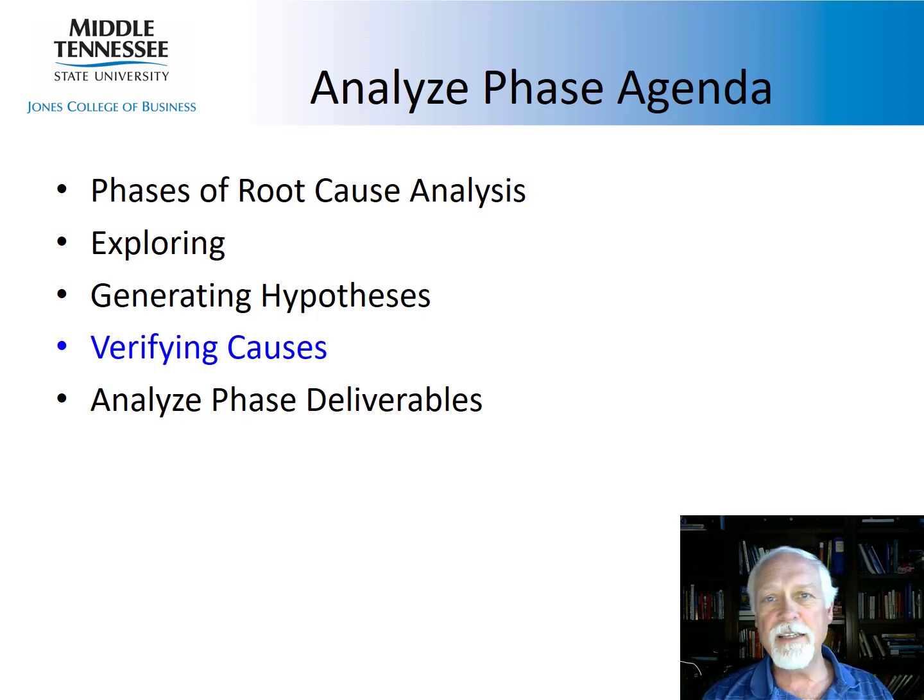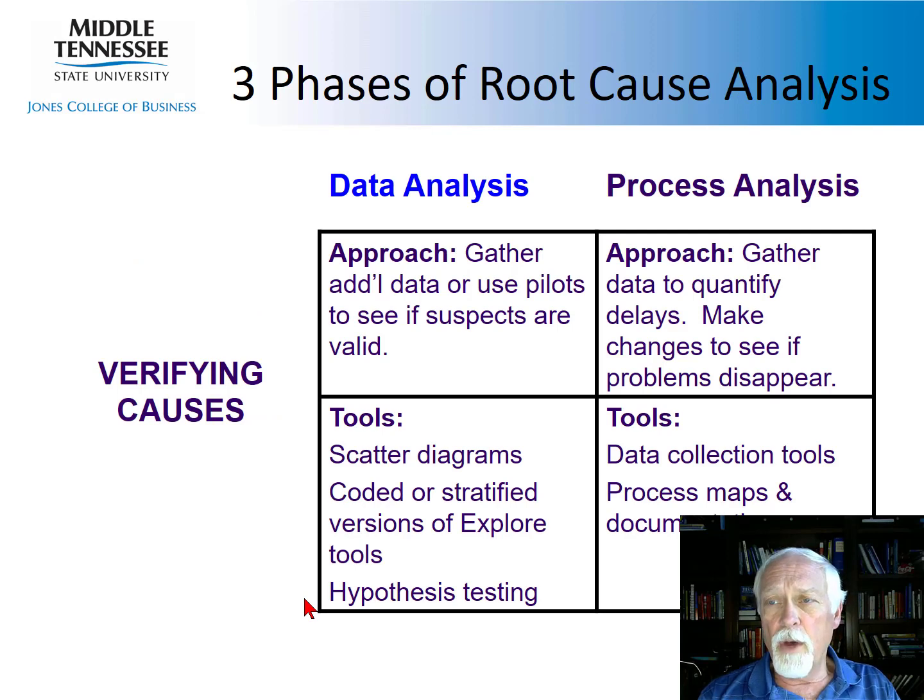We're in the analyze phase still and rounding out with verifying causes. And we go back to our diagram of the data analysis and process analysis. The tools that we use in verifying causes are a variety: scatter diagrams, coded or stratified versions of Explorer tools. So what does that mean?